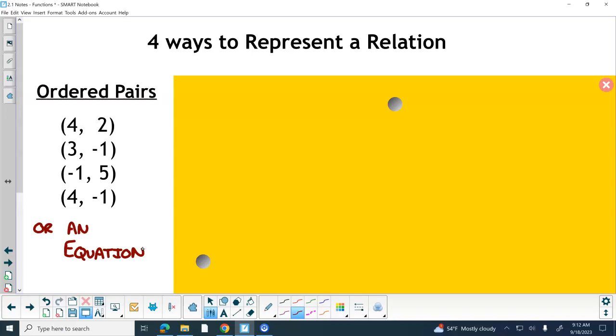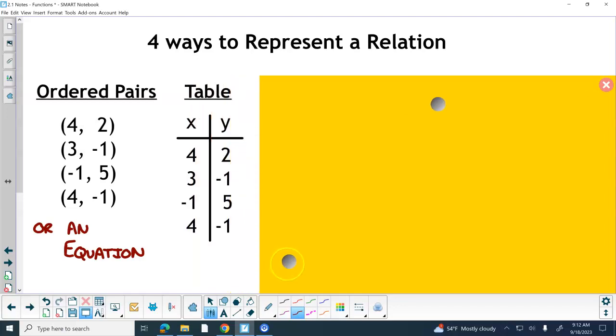The next way that you can represent a relation is with a table, an XY chart. Now, I don't care if you go vertical with your T-chart or you go horizontal with your T-chart. I don't care. Okay? But just know you have to have it labeled as to which one is which, and typically we put X's on top or X's in the right column. And so on and so forth.